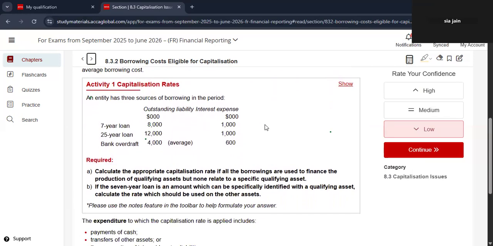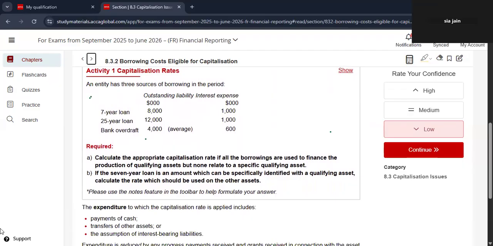So now let's see an example. Sometimes you take different loans to fund one asset, like building an asset is a very big expenditure. So sometimes you take multiple loans. So how do we find out a rate of interest which we should use to capitalize our interest expenses? Let's see how they do it.